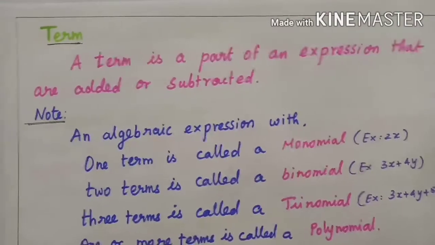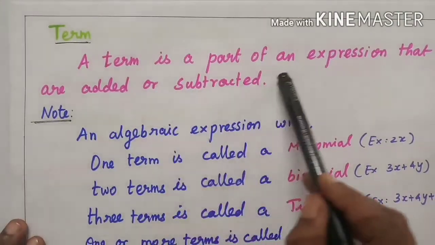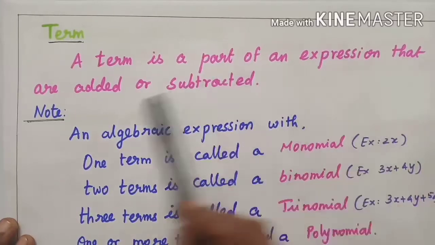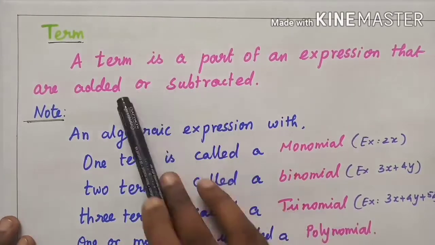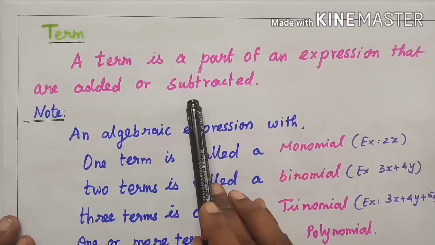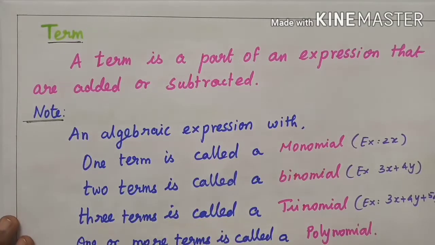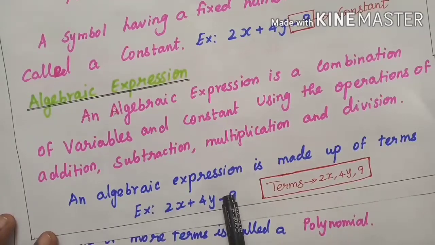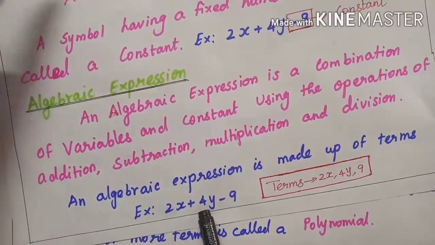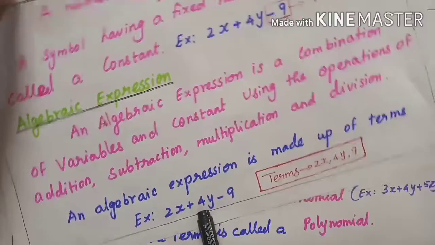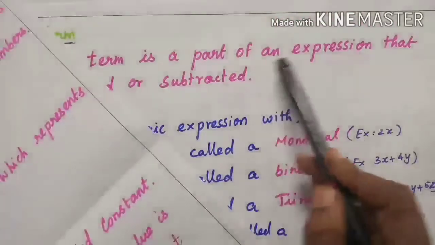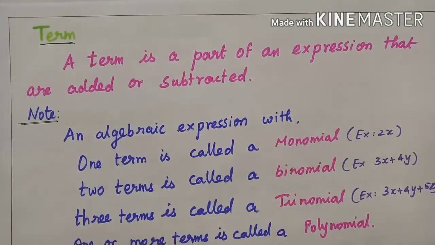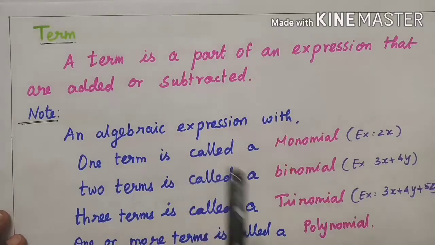Right. So a term is a part of an expression that is added or subtracted. A term is a part of an expression. This is an algebraic expression. The term definition is: a term is a part of the expression, right? A part of an expression that is added or subtracted, right?